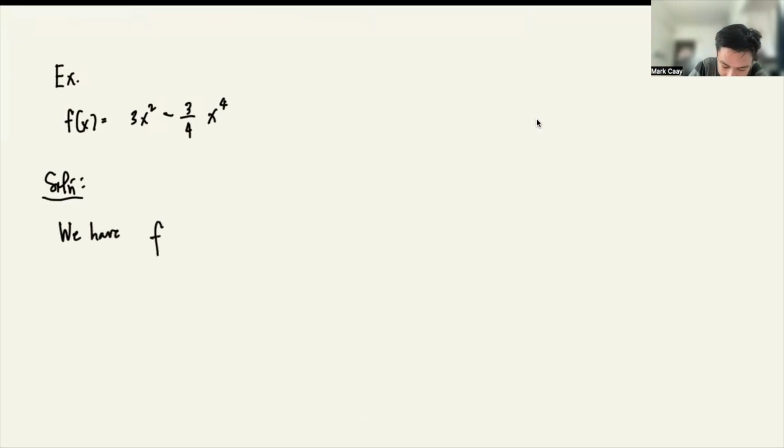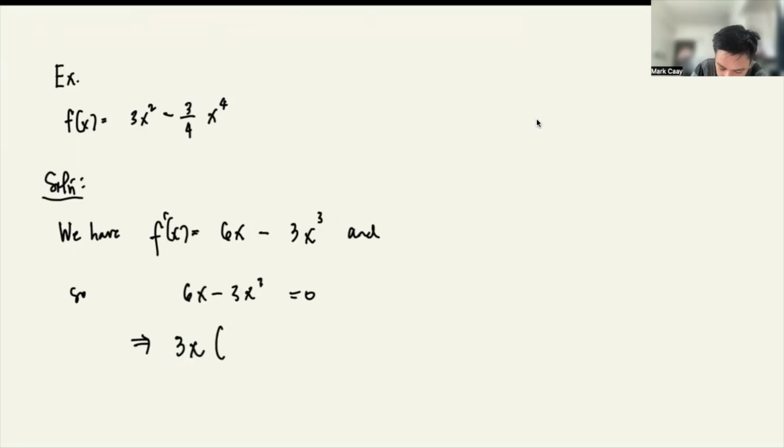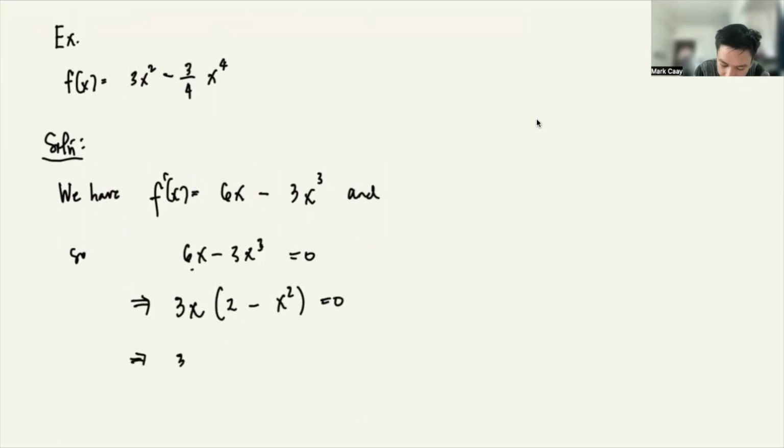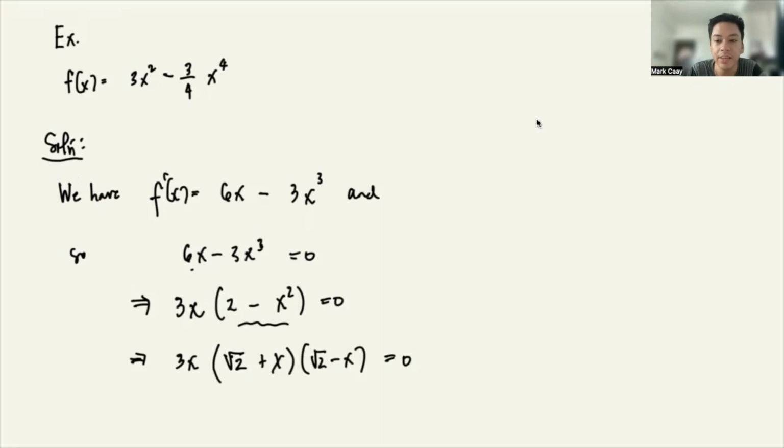So what's the first derivative? Derivative of 3x squared, we get 6x, minus derivative of 3 over 4x to the 4. The 4 will cancel, so you have 3x cubed. And then we will equate this to 0. So 6x minus 3x cubed equals 0. So this implies 3x, factor out 3x, what's left here is 2 minus x squared. So factor this, we have square root of 2 plus x, and then we have square root of 2 minus x.